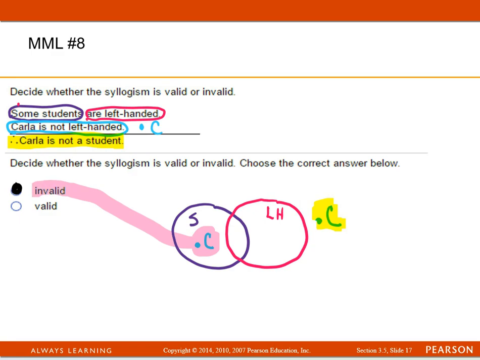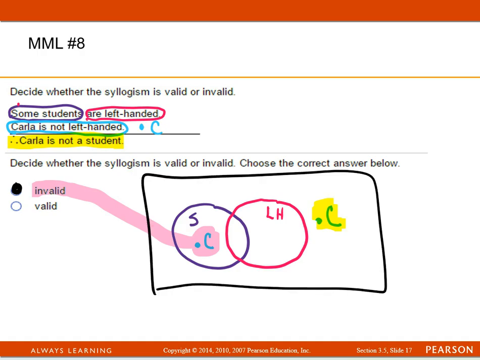Because there are 2 places she could go in this diagram. She just has to be for sure outside the pink circle. That's all I know really for sure, is she's not inside the pink circle. But I can't say for sure that she's outside of the purple one. She could be inside of it. I don't know for sure, so I can't say that that's right.